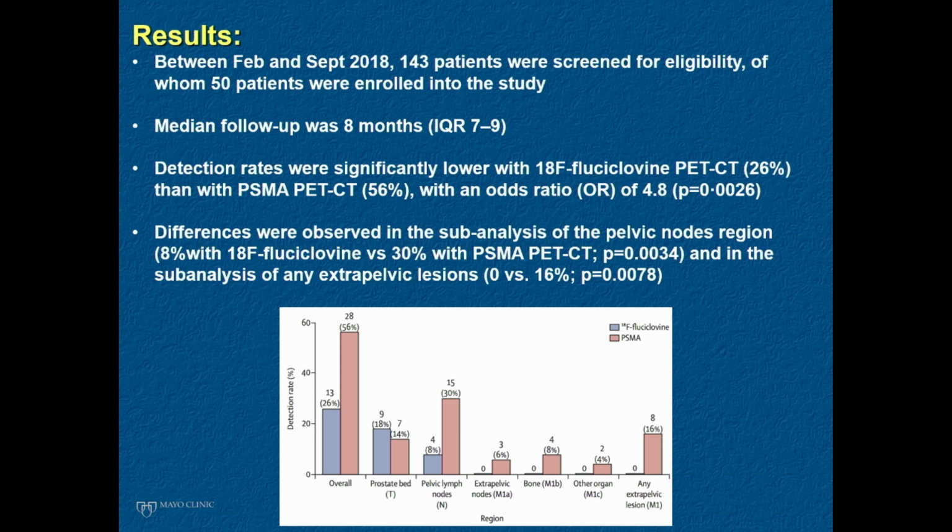You can see that the detection rates with fluciclovine were 26% and over 50% with a PSMA scan, a very strong odds ratio of almost 5. And the differences were observed in sub-analysis, mainly in the pelvic node region, 8% with fluciclovine versus 30%, and in the sub-analysis of extrapelvic lesions, you can see here fluciclovine has a 0% detection rate.